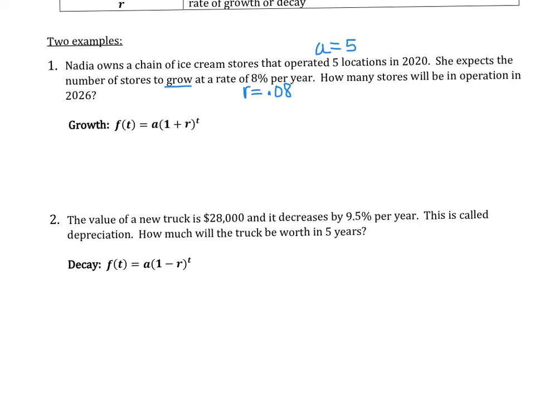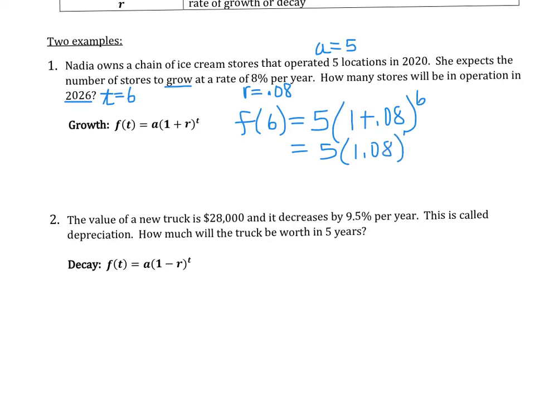And they want to know how many stores will be in operation in 2026. Well, the number of time periods between 2020 and 2026 is 6. So your time is going to be 6. So you are going to evaluate the function at time equals 6. So f of 6 equals your A value, which is 5, times 1 plus 0.08 to the power of 6. Okay, so that gives you 5 times 1.08 to the power of 6. And here your B value equals 1.08, and it is greater than 1, so that means it's growth, so you're good so far.